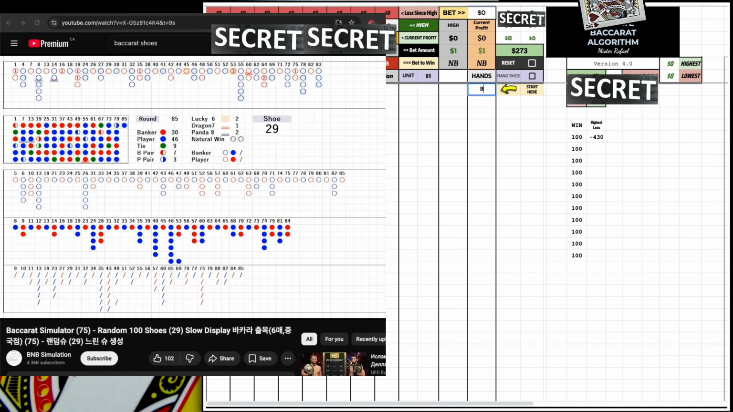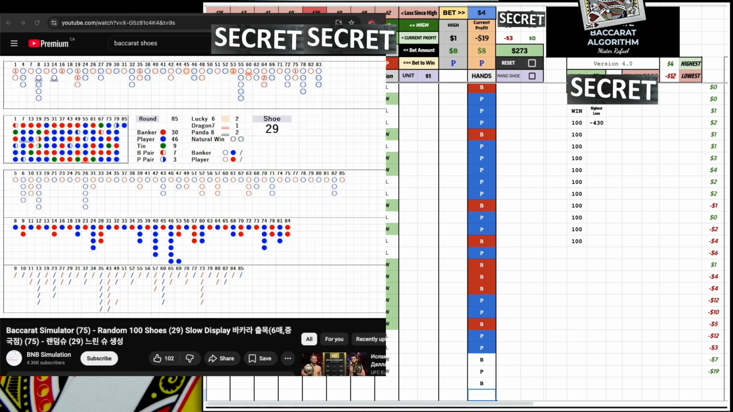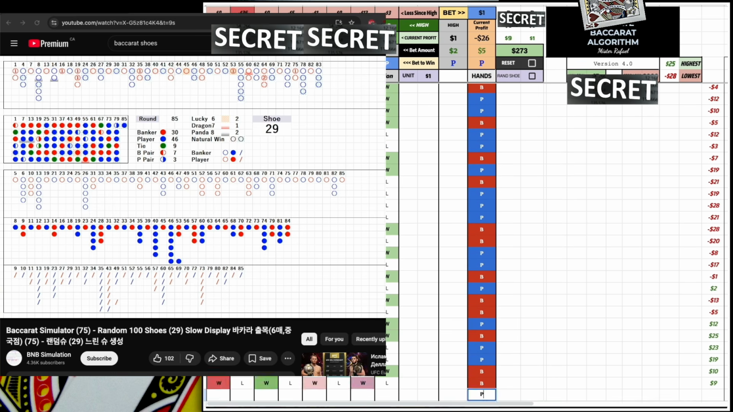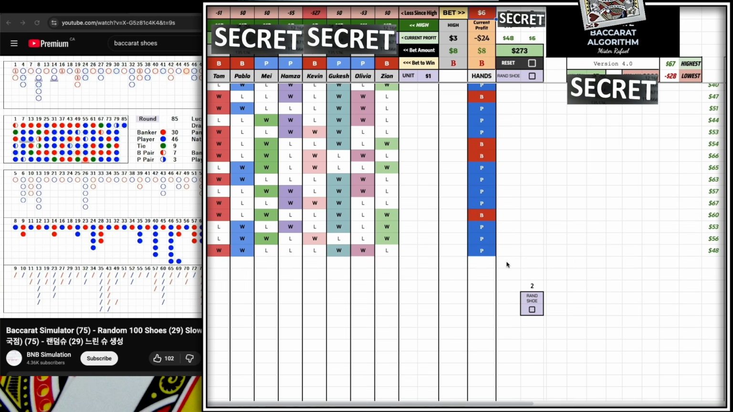Shoe 29. Here we go. All right, highest profit, $67. Lowest, minus 28. Currently sitting at $48 in profit. Next bet would be $6 on banker. Shoe 30, start it from here.